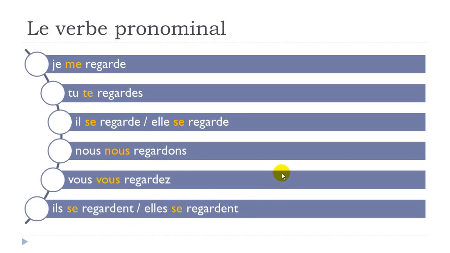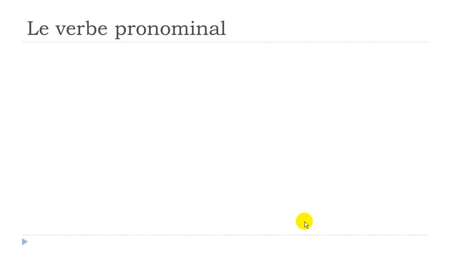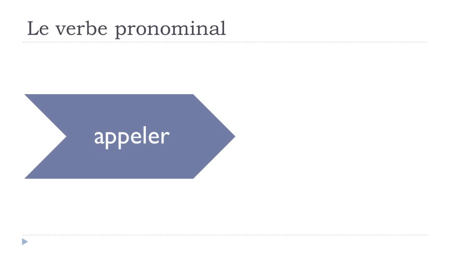So now you can see that you've got to add this me, te, se, nous, vous, se before the verb when you conjugate it. Okay? Let's take another example. Appeler, to call.